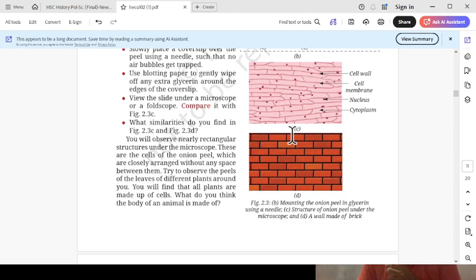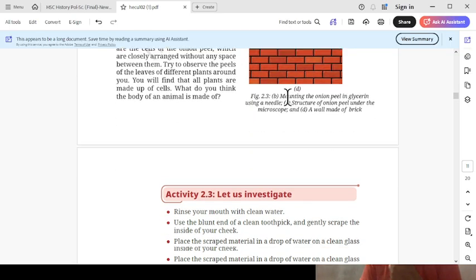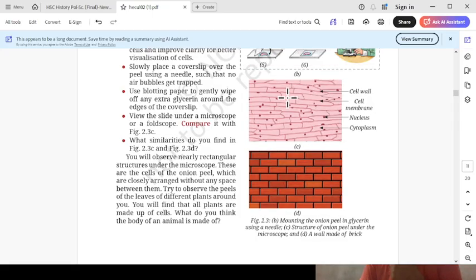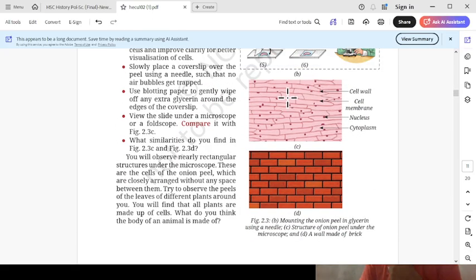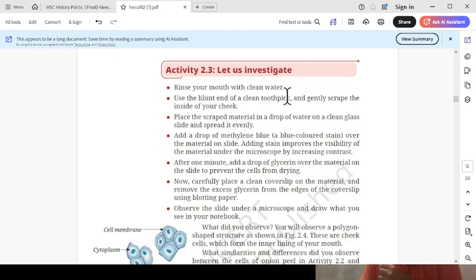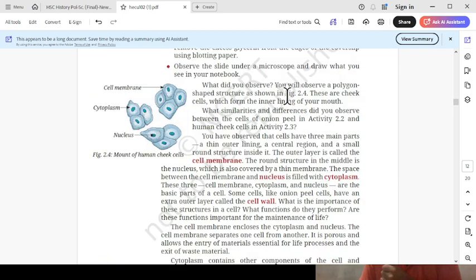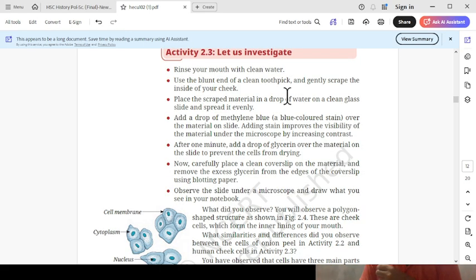Try to observe the peels of the leaves of different plants around you. We will find that all plants are made of cells. And what do you think the body of an animal is made of? We can now imagine that our body is made of such tiny portions called cells. So let us find out another example. Rinse your mouth with clean water. Use the blunt end of a clean toothpick and gently scrub the inside of your cheek.